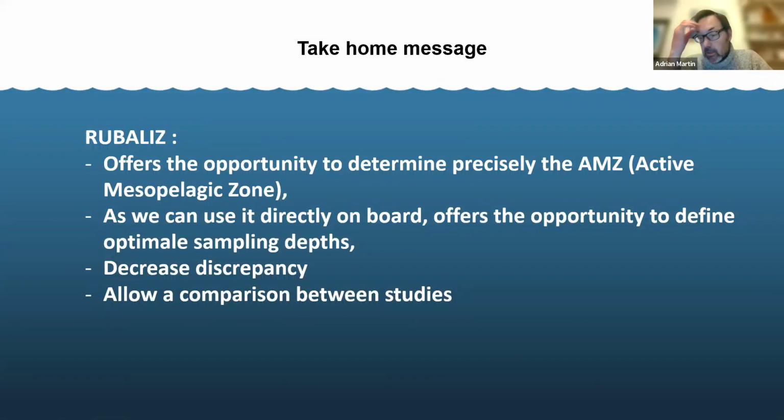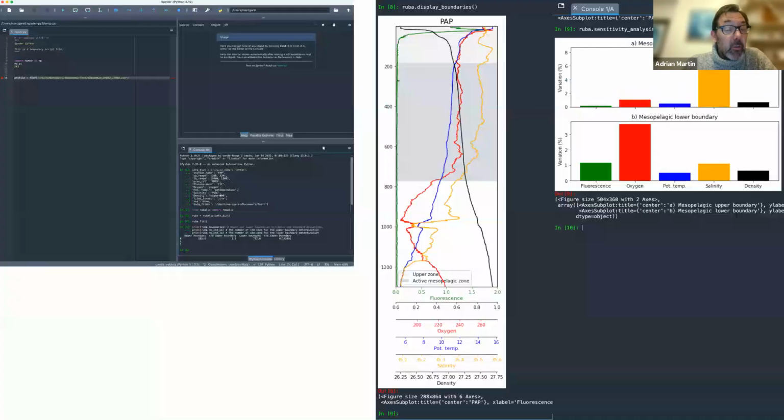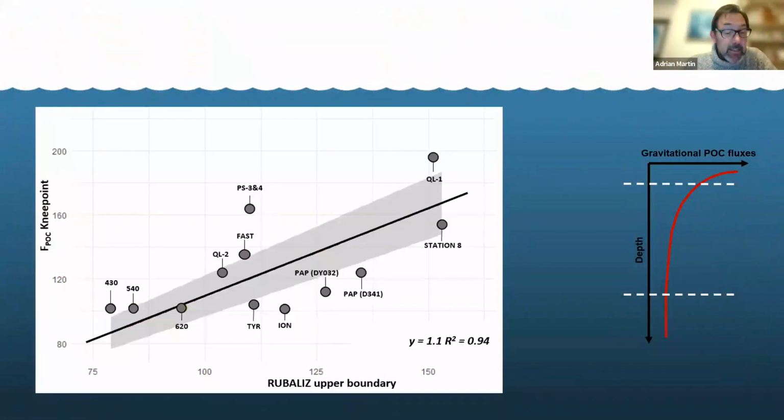Can I ask, it's sort of a technical point, and I probably missed it. When you were doing the comparison to the knee point in the FPOC, was that a backscatter signal? Yeah, that's the one. So your knee point, is that using particulate data or flux data?